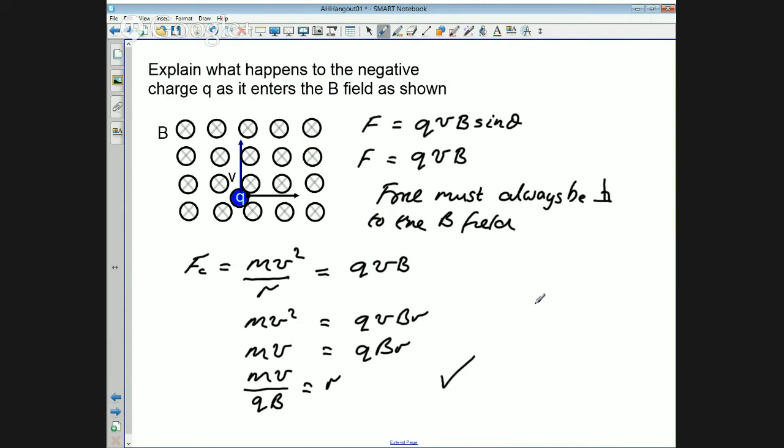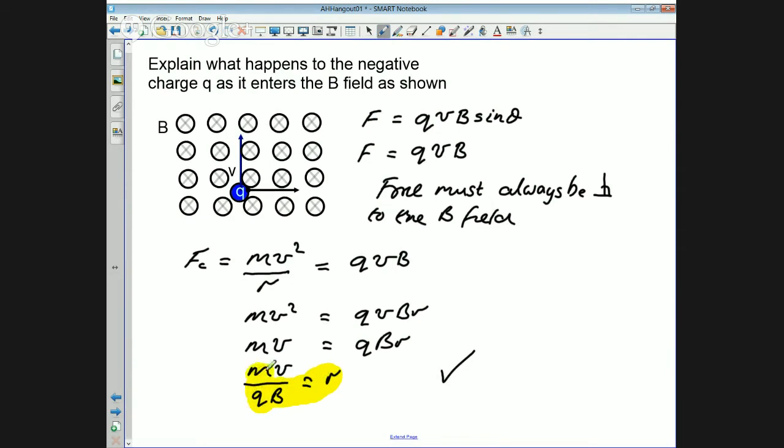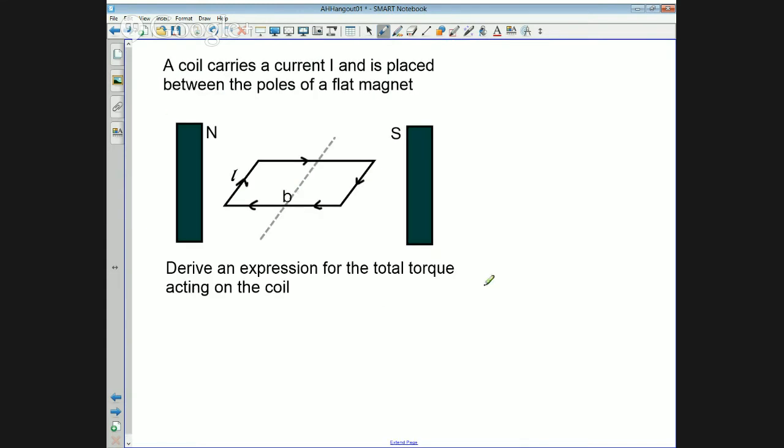So practice that proof and get to know how to work out the radius of a charged particle as it moves through a magnetic field. And in fact, that was the picture we had at the very beginning with all those nice, beautiful circles of the particles in the cloud chamber. So that finishes up question number 3 for us. So we're doing quite well. Move on now to our next question.